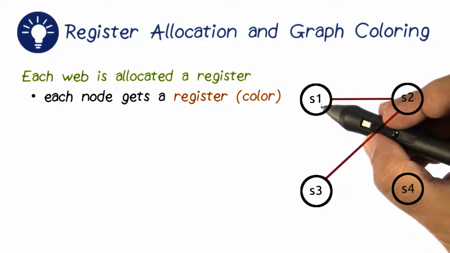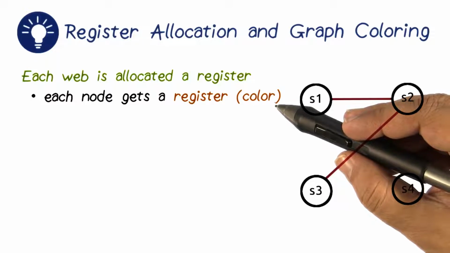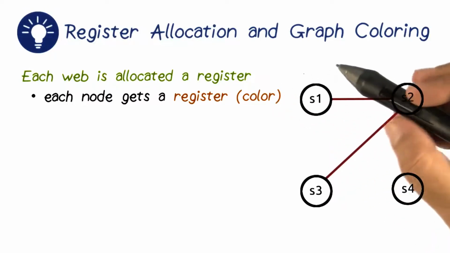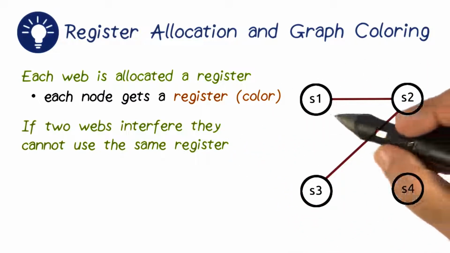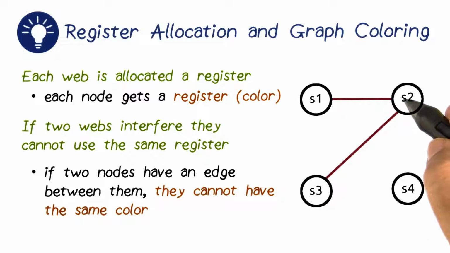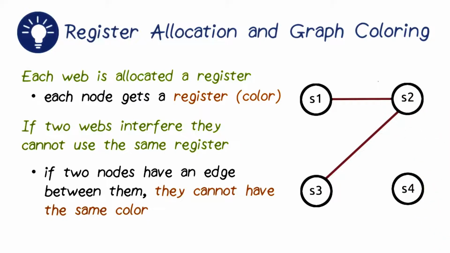So each of the webs gets a physical register. We also call that register by a color. For example, register R1 could be yellow, R2 could be blue, R3 could be green, and so on. When two webs interfere, they cannot share the register, as we have seen earlier, because they will override each other's values. So the problem of giving registers to webs then boils down to a graph coloring problem. Two webs cannot share the same color if they have an edge.